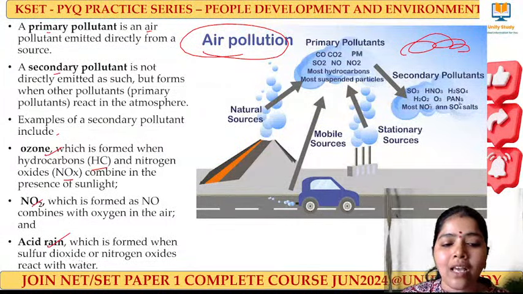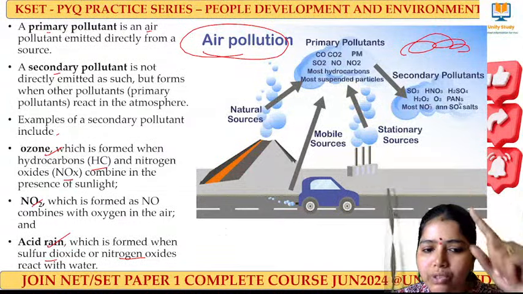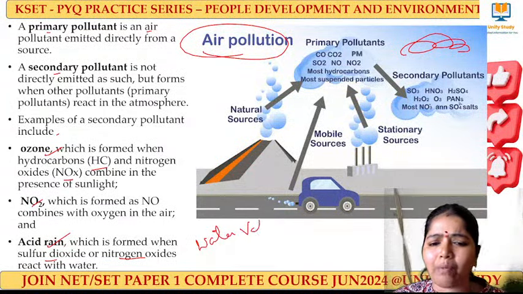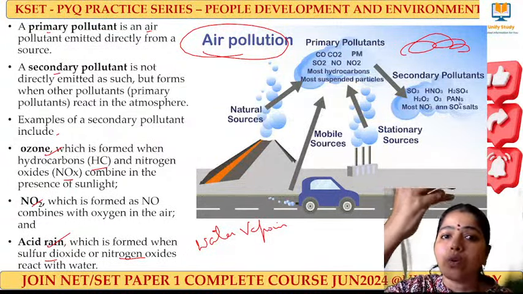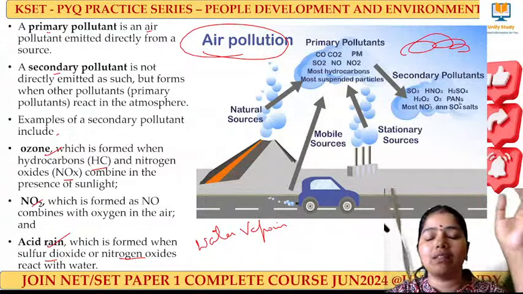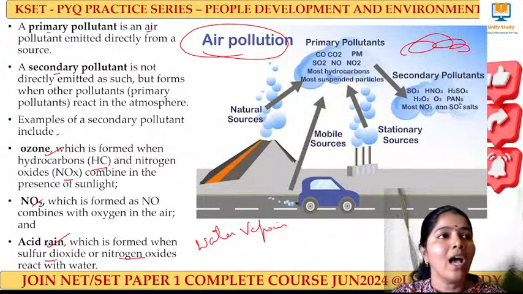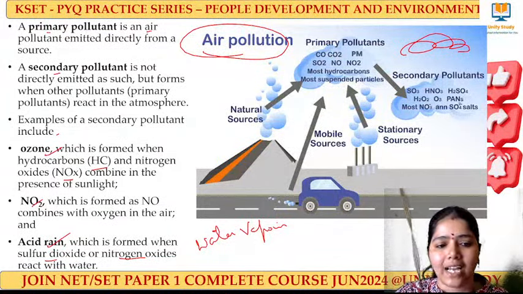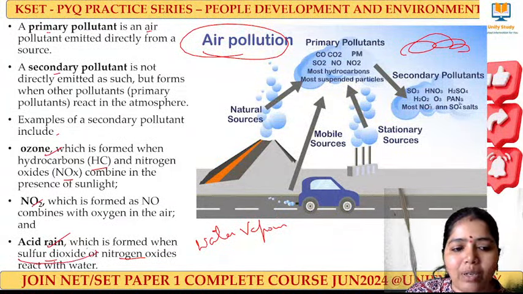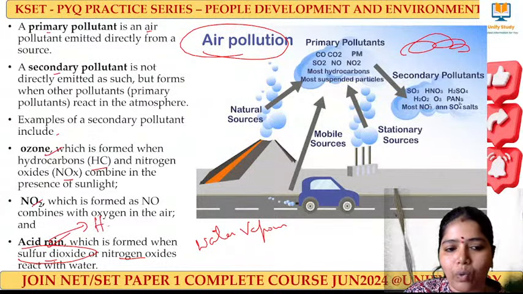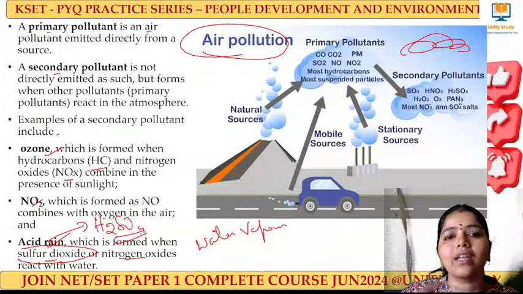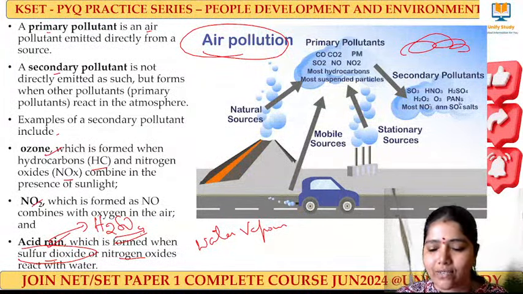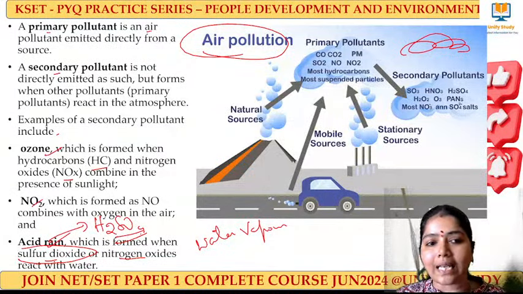Again, acid rain is formed when sulfur dioxide and nitrogen oxides react with water. You may have a question, ma'am, why is there water in the atmosphere? Yes, we have water in the form of vapor. With that vapor, the sulfur dioxide reacts and creates sulfuric acid, and when it rains, it comes down as acid rain. So these are the primary pollutants and the secondary pollutants.